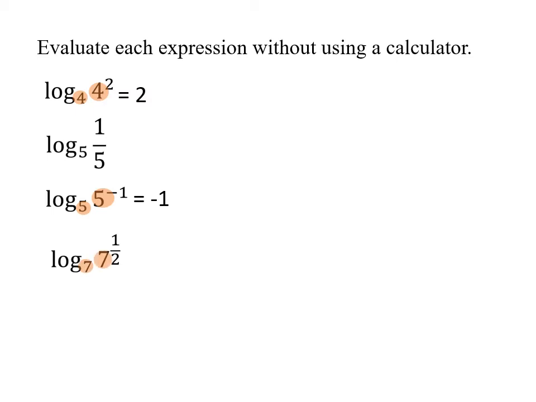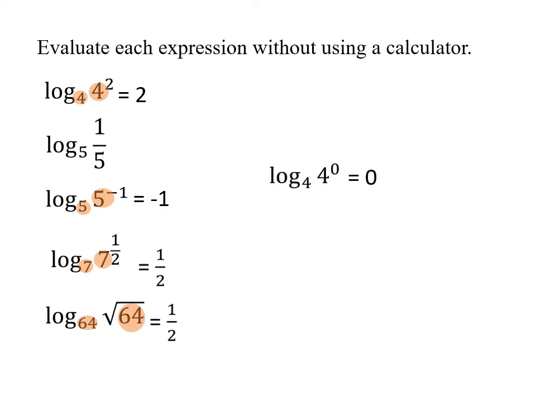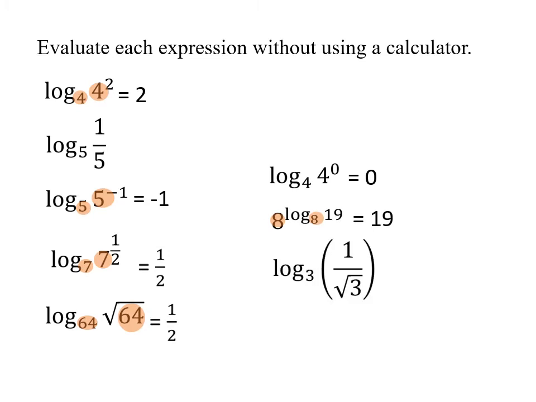Again, another example where the bases match each other in logarithm, so the answer is half. So we're gonna write 8 as square root of 64, and we know the square root of 64 is 64 to power half, so the answer is half. Log base 4 of 1 is 0, but also keep in mind that 1 is the same as 4 to power 0, so that's why it's 0. Another example using the properties, the answer is going to be 19. And finally, log base 3 of 1 over square root of 3, that's going to be negative half.